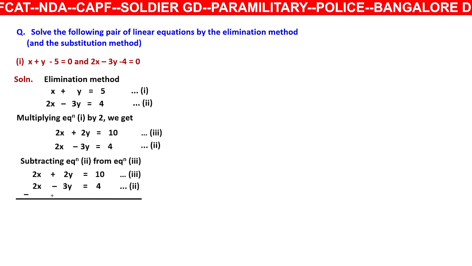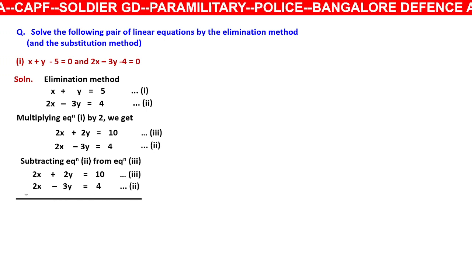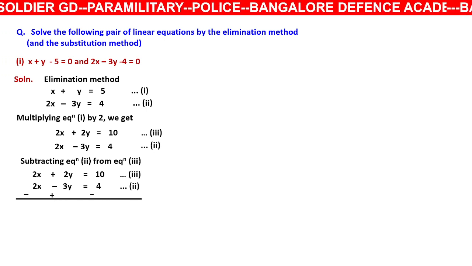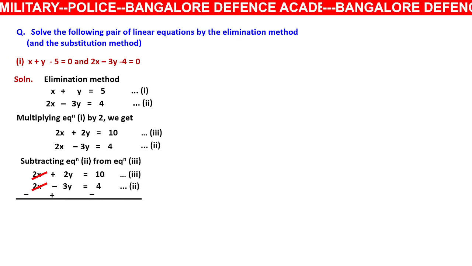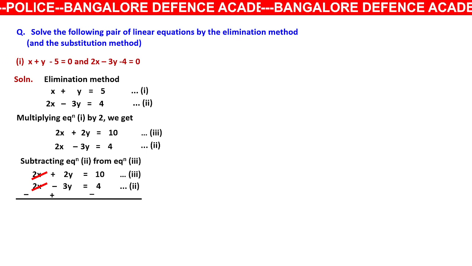Look at this now, a very important step. When the signs are the same, you have to change the signs of all the values, not only the first value. So plus 2x minus 2x gets cancelled.